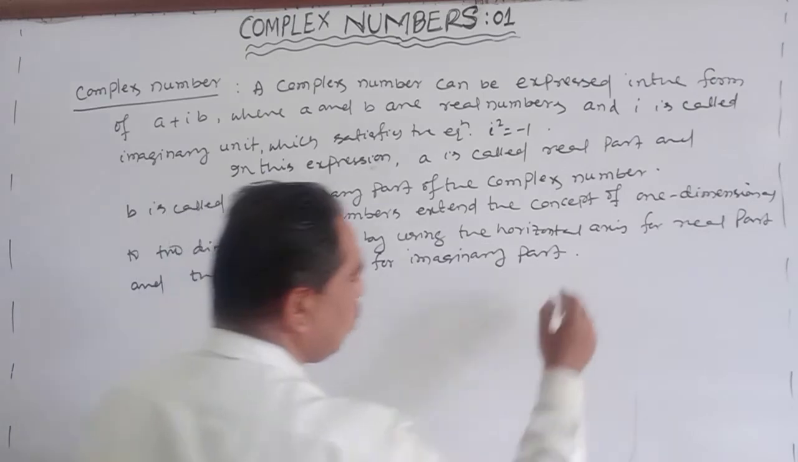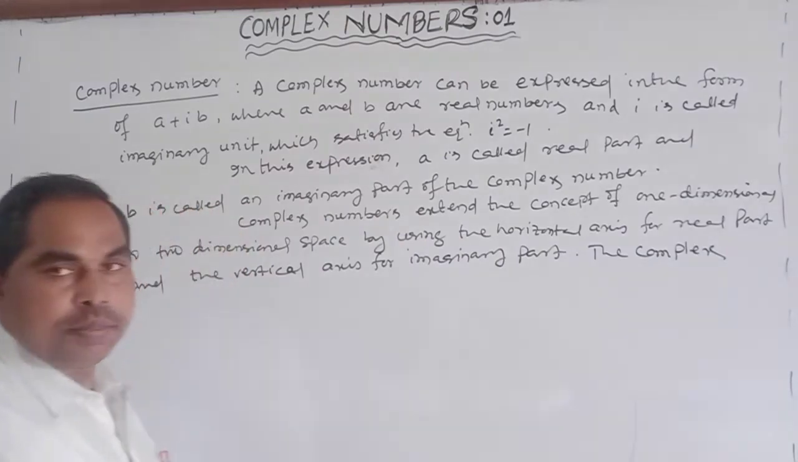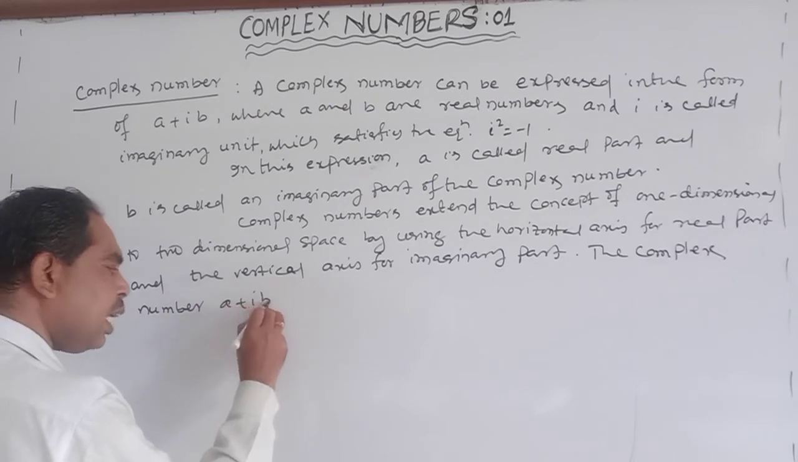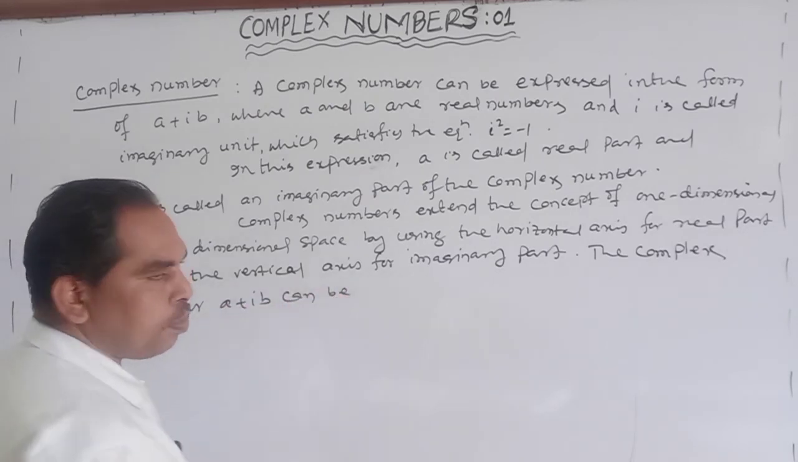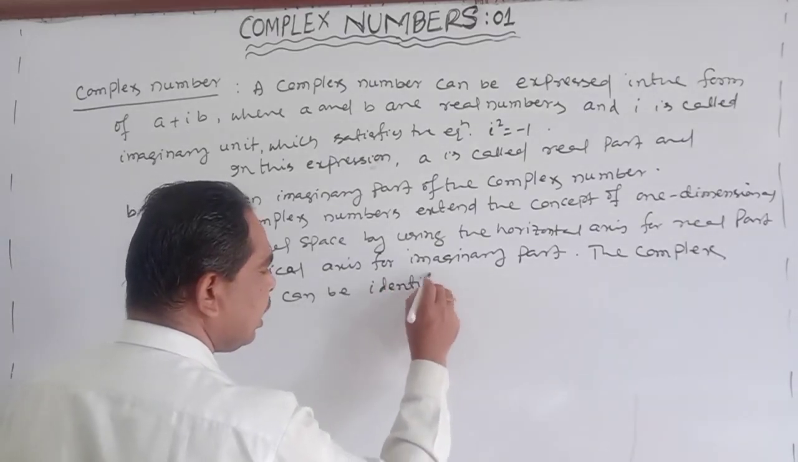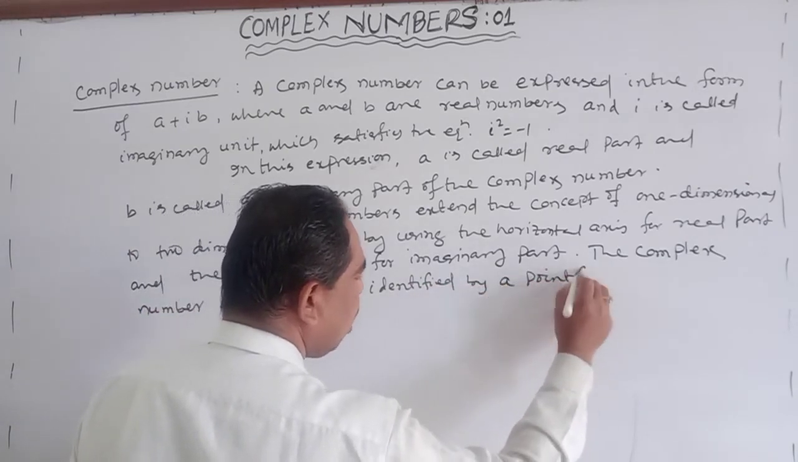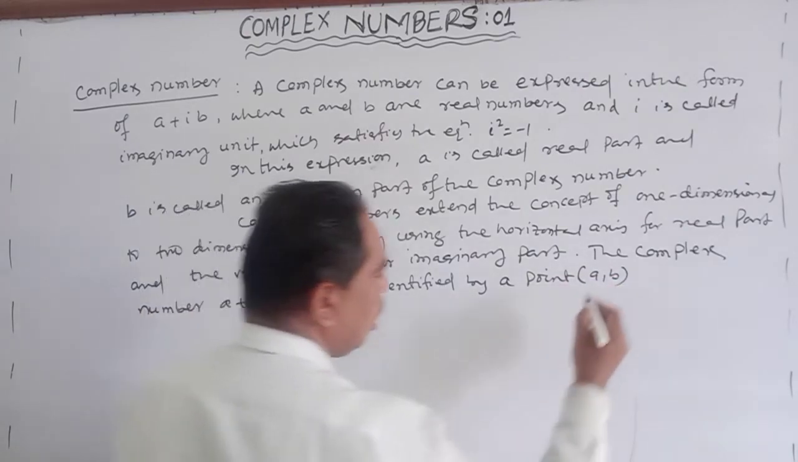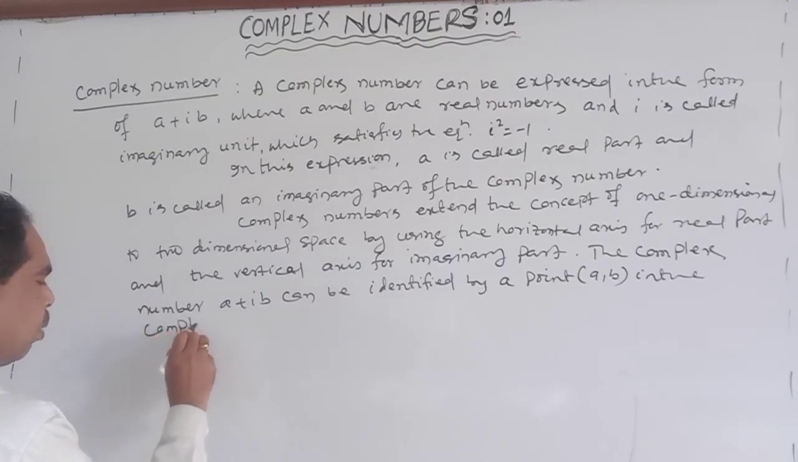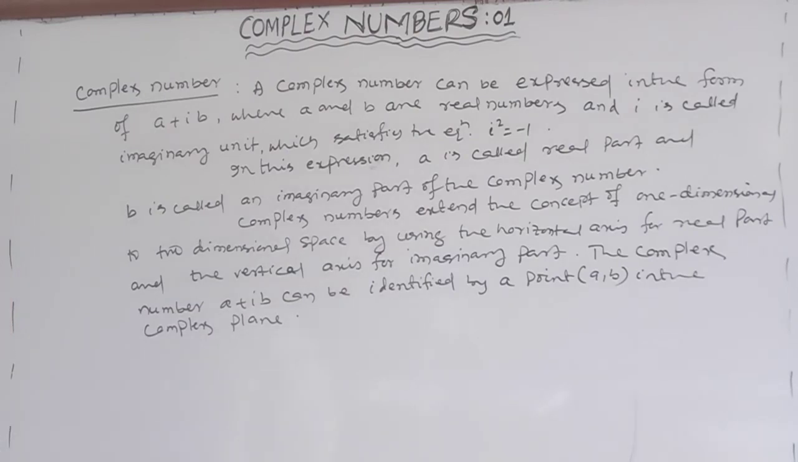The complex number a plus ib can be identified by a point, the ordered pair (a, b), in the complex plane.